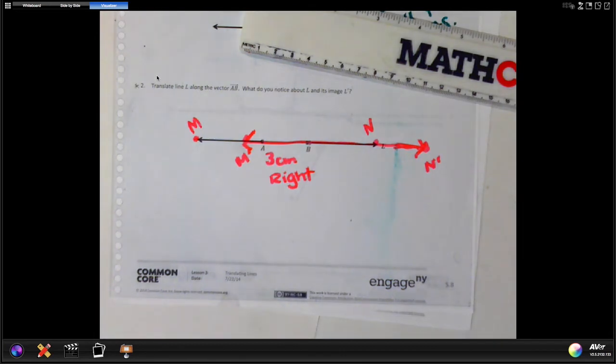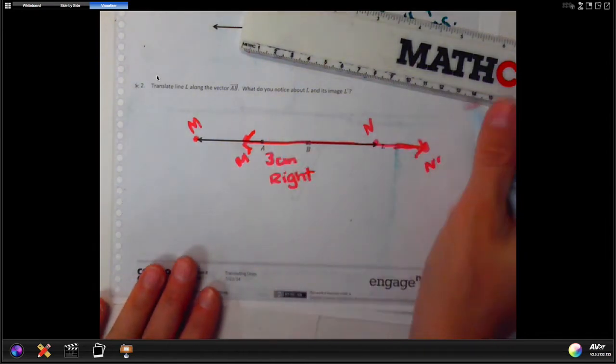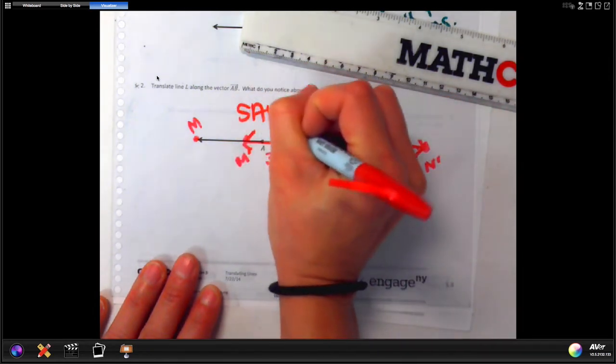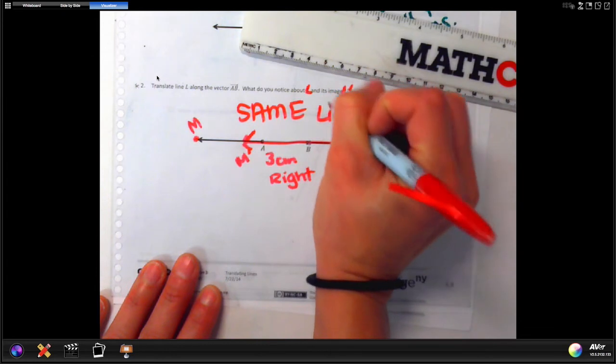Okay, what do you notice about our new line? Is it a different line than our original? Yes. No. It lies on the same one, doesn't it? It kind of overlaps it, okay? So if there's arrows on the end, that means it goes on forever, right? Okay, so what do you notice about the line L and its new line L prime? They are the same line.